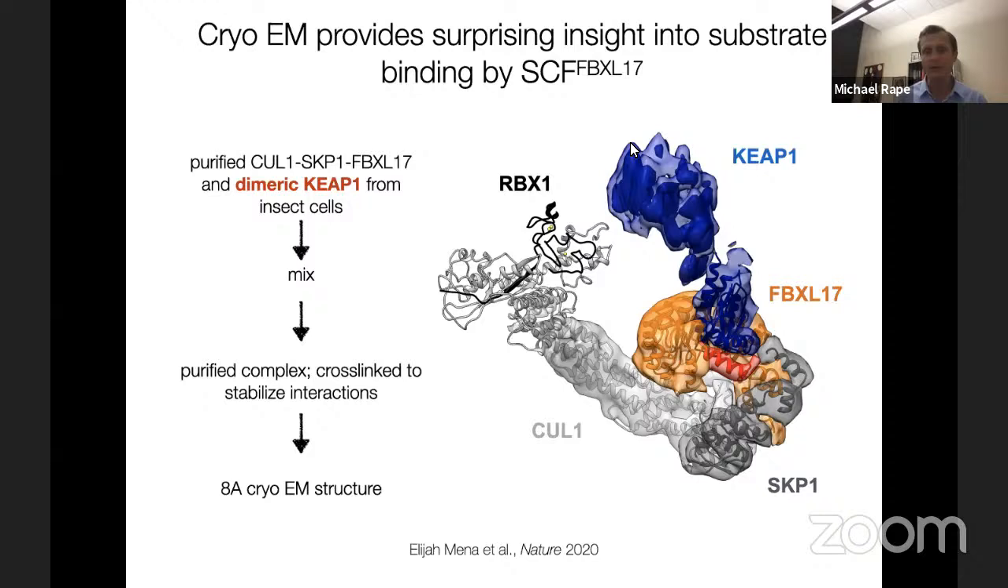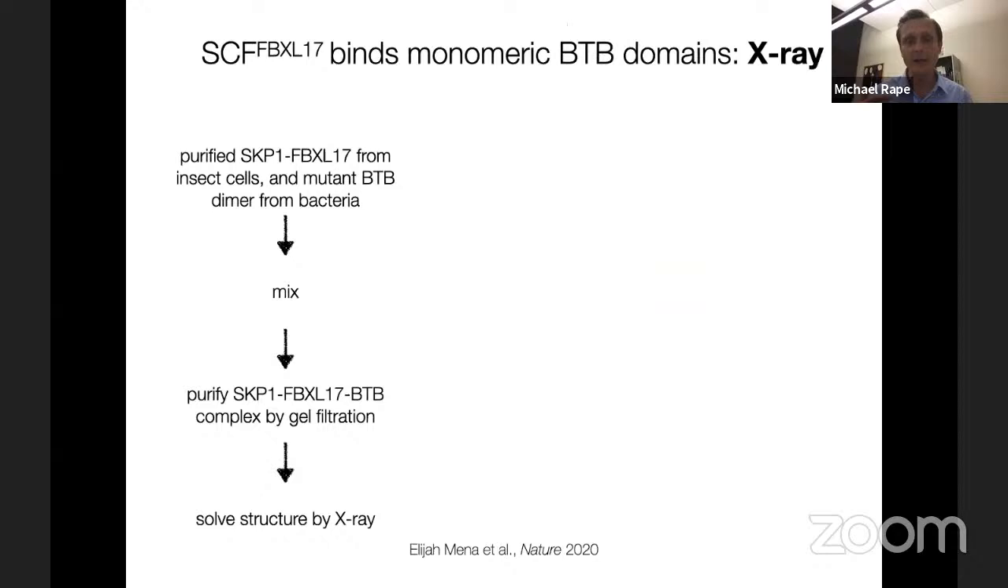The resolution, unfortunately, was not good enough that we could use this to do really mechanistic analyses of complex formation and ask what is the significance of this monomeric substrate here. And so Elijah had to go back to zero, now learn crystal structure, X-ray crystallography. He could focus on just the specificity domain, which is FBXL17, and its one partner SKP1, which we need for solubility, and really just the BTB domain. And again, he uses a mutant BTB domain.